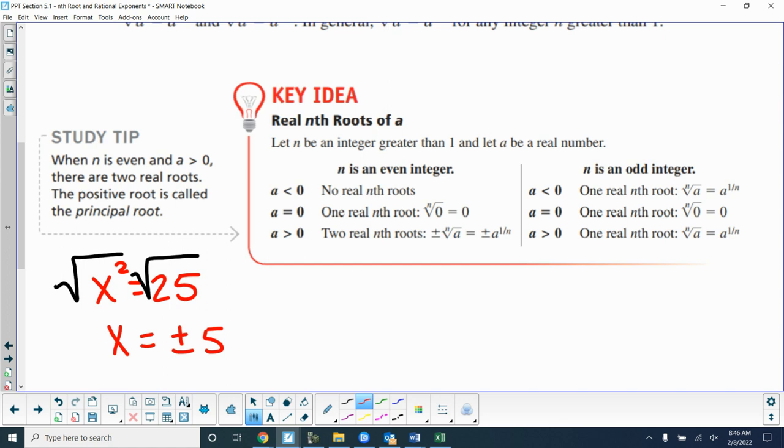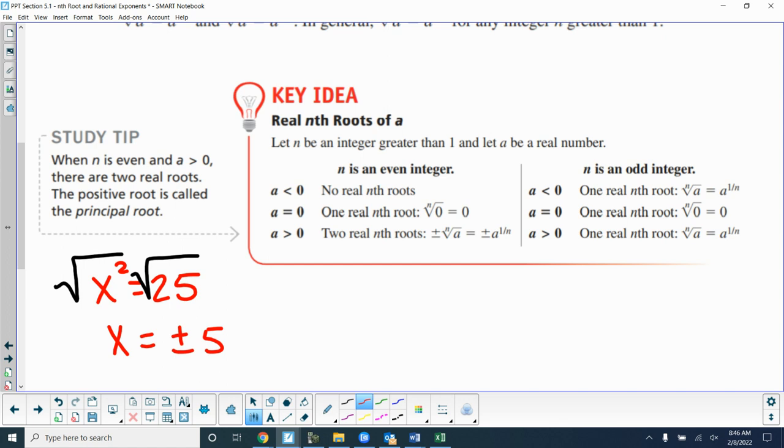Okay, if your index is odd, like a cube root or a fifth root or a seventh root, if it's negative, there is one real root. It'll probably be a negative number. If it's zero, it's still zero. If it's positive, so for an odd integer, there's only one real root for each type.